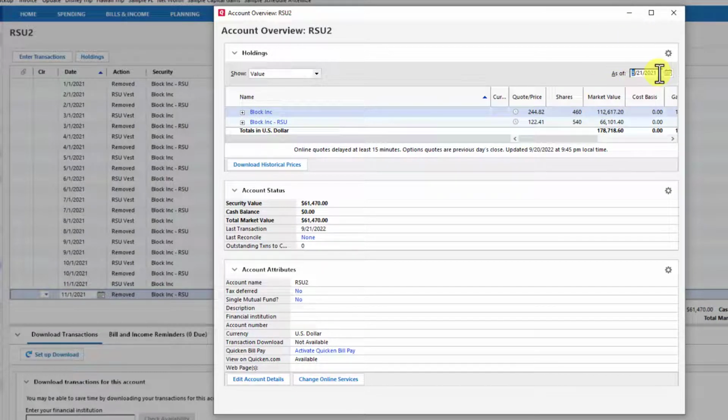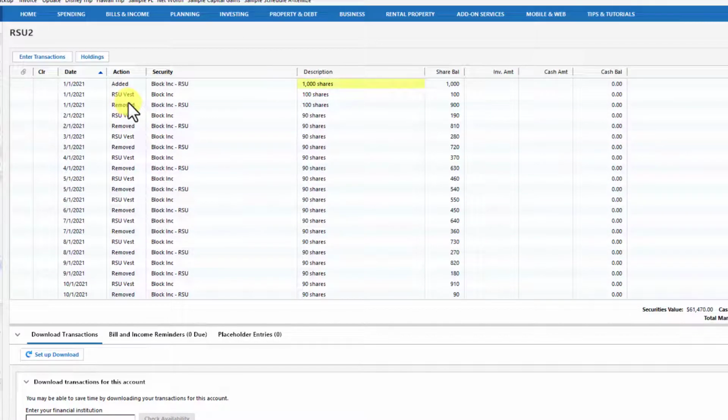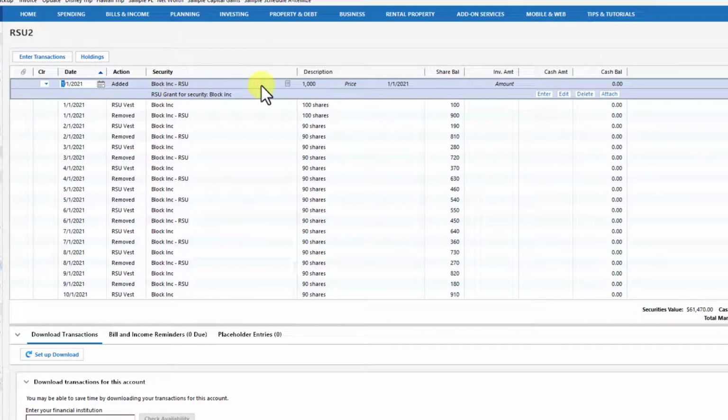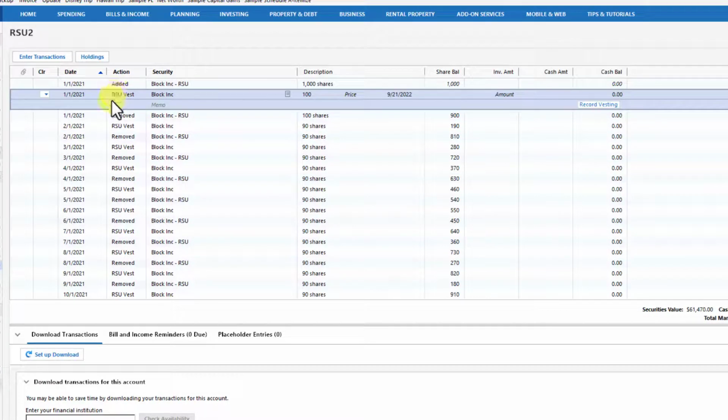So in the beginning, on say February 21st, 2021, we will have 810 RSUs. So we just had very few RSUs because we only had 2 months worth of vesting. So what is happening each period? We go from 1,000 RSUs, and then each time we vest, we're going to remove, and then we're going to increase the number of actual shares.